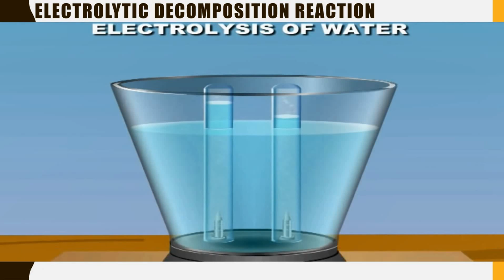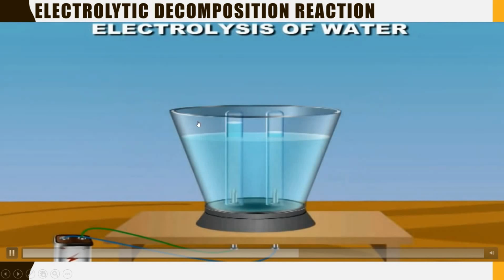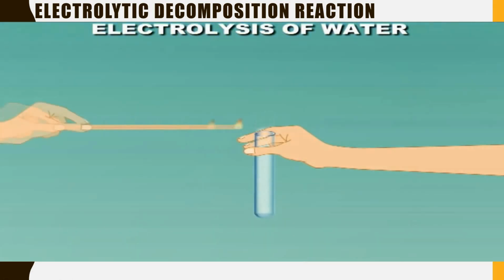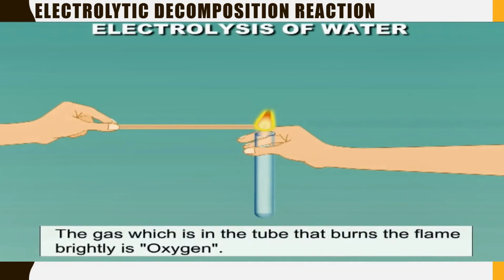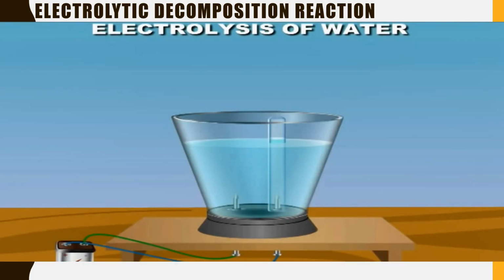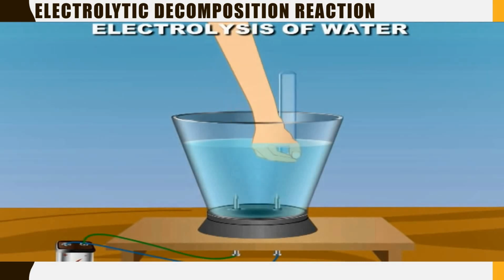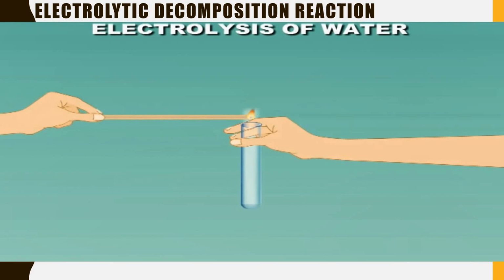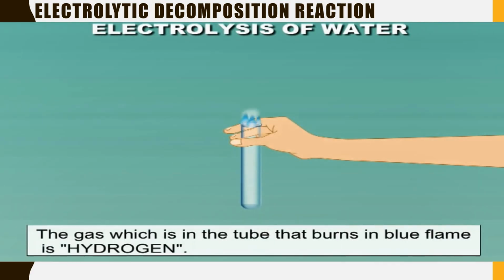After some time, take the test tube which has less amount of gas and bring a glowing splinter to it. The splinter will burn brightly. This suggests that oxygen gas is present in this test tube. Now bring another burning splinter to the test tube which has more volume of gas. It will burn with a pop sound. Also, it will burn with a blue flame. This suggests that it is hydrogen gas.